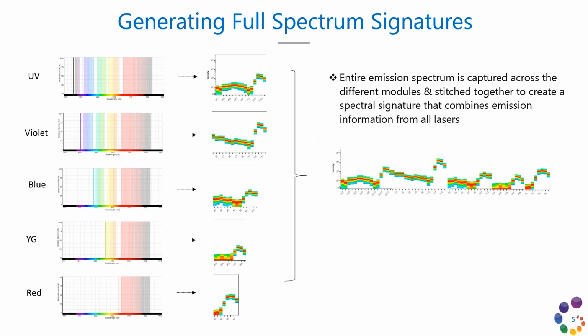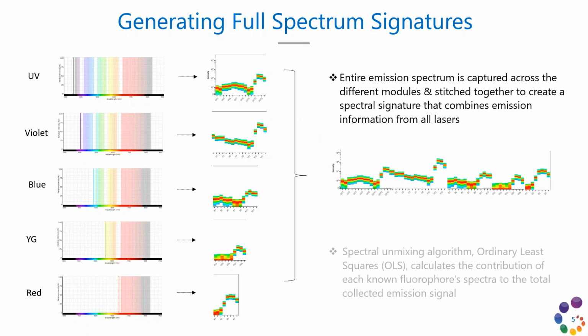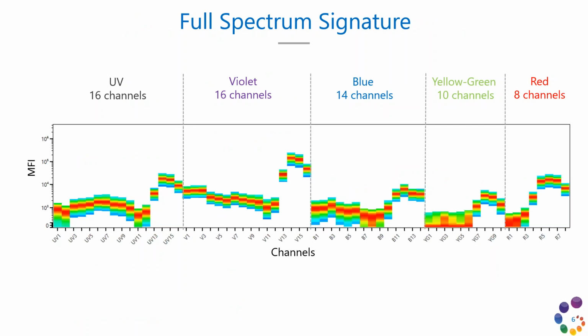Once you've recorded all of your fluorescence reference controls, the software will then use that information to unmix your multicolor sample and figure out which fluorochromes are present on every cell in your sample and to what quantity. Here is a little closer up view of that full spectrum signature for you.